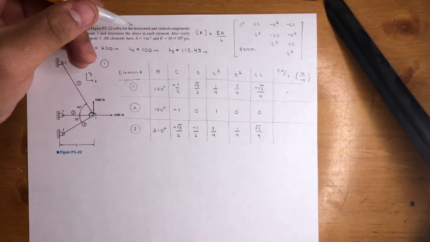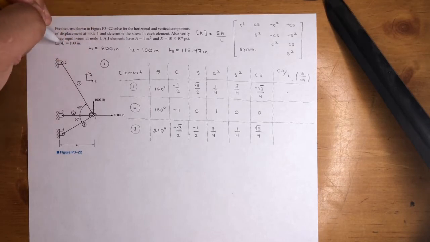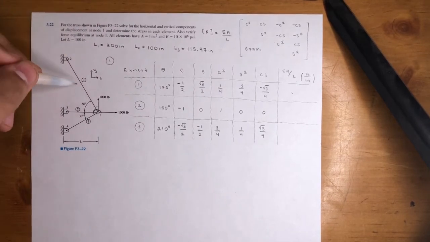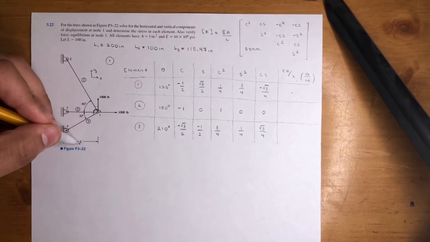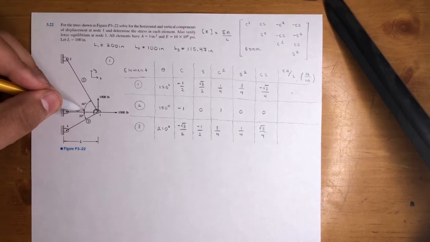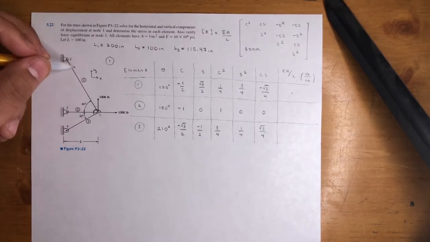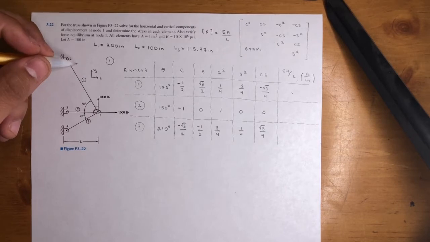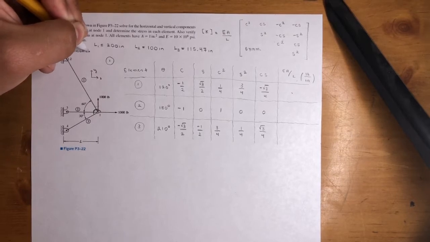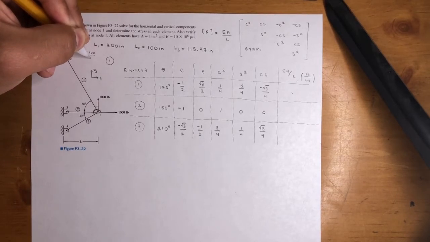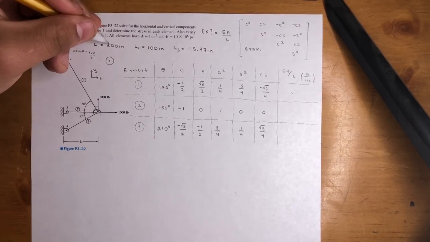Now the EA over L. All bars have the same modulus of elasticity and cross-sectional area, so the only thing that changes is L. To get L1, it's just trigonometry, but I'll go through it. For this hypotenuse, we know this length right here is 100; they give it to us. So cosine of 60 is equal to 100 over the hypotenuse. Let's label it x. That means x equals 100 divided by cosine 60, and that's how you get 200.